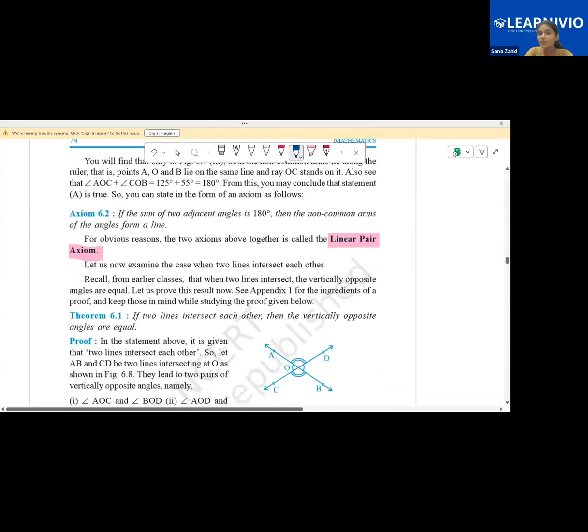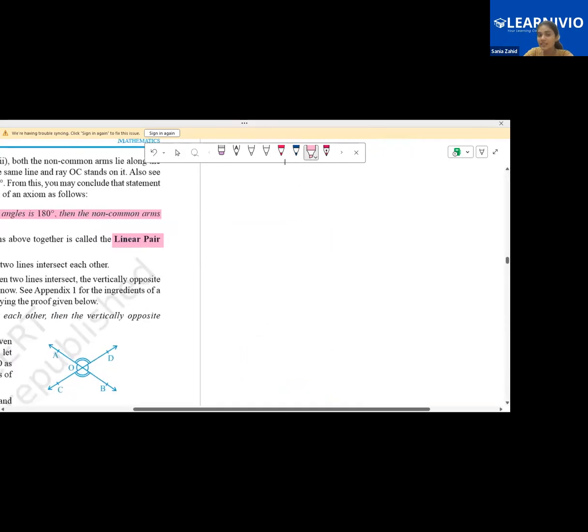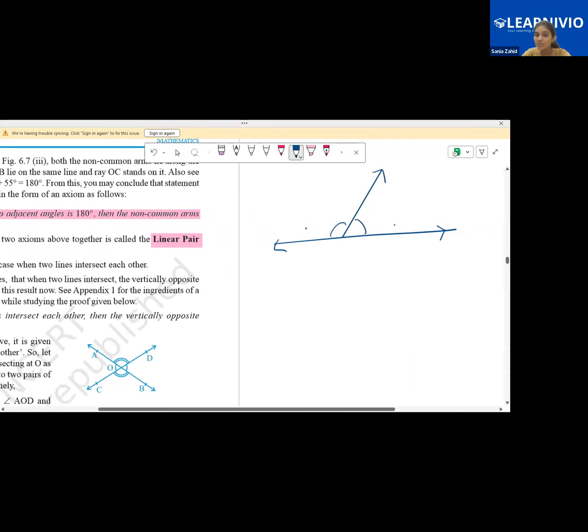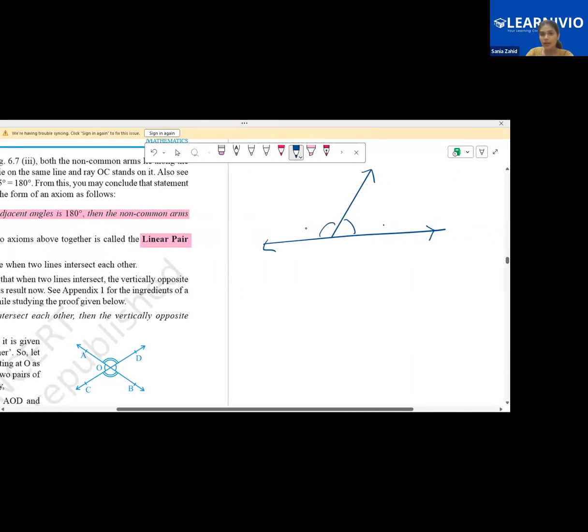Now the second axiom was that whenever the sum of two adjacent angles is 180 degrees, then the non-common arms of the angles form a line. Now what does it say? Let's suppose there are two adjacent angles whose sum is 180 degrees. So we know there will be a situation like this only. One is this, one is this. So these are two rays. They are saying the non-common arms of the angles. See, there is one common arm of the angle.